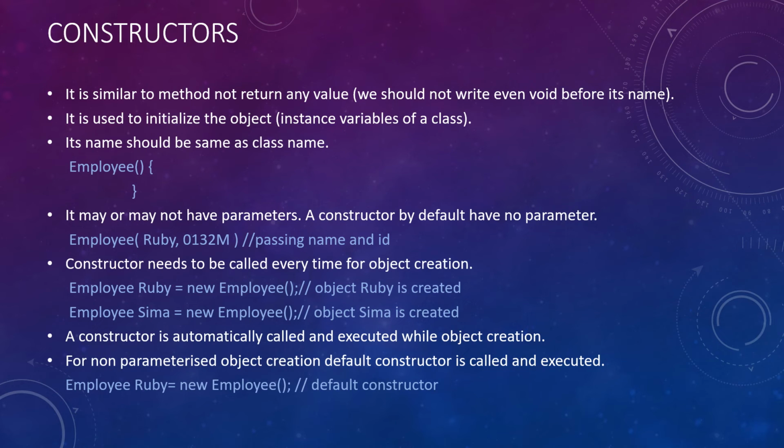A constructor needs to be called every time we create an object. So when we create an object Ruby, the constructor is called here. Again, when we create another object Seema, the constructor is called again. So a constructor is called automatically and executed when an object is created. And for non-parameterized object creation, the default constructor is called and executed.